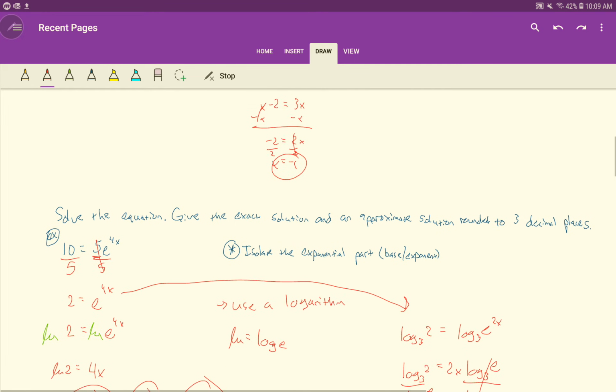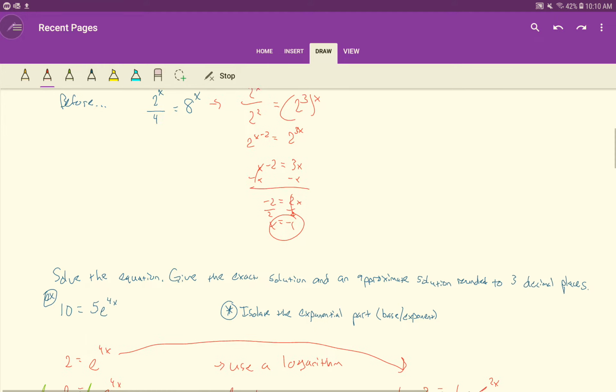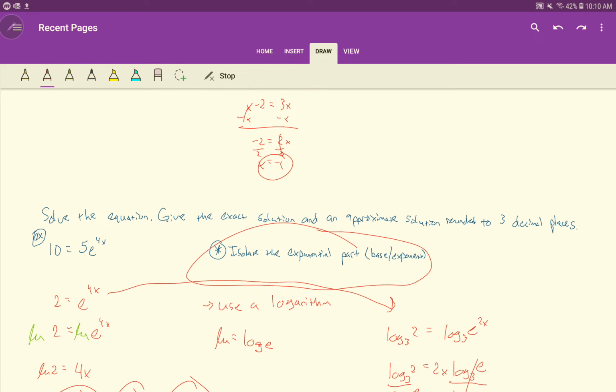But what happens when we have a situation where we cannot get the same base, like this one right here, where we have 10 equals 5e to the 4x, right? We cannot rewrite 10 easily as a power of e. What do? Well, we are going to isolate the exponential part. That's the base in the exponent. So in this case, that is the e to the 4x. We're going to isolate that, and that's going to happen by eliminating the 5.